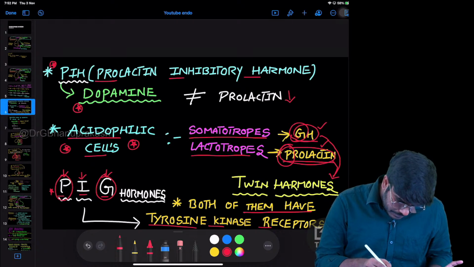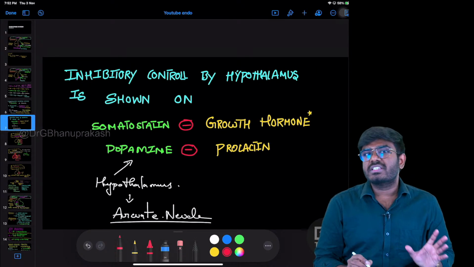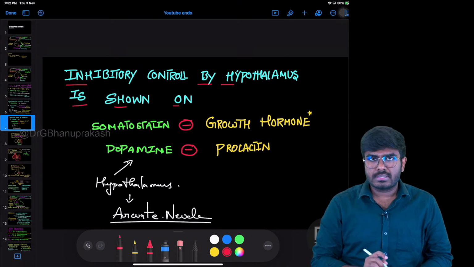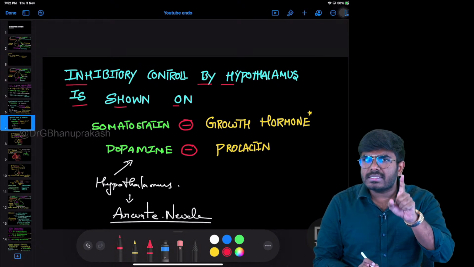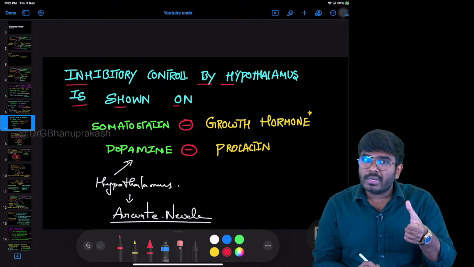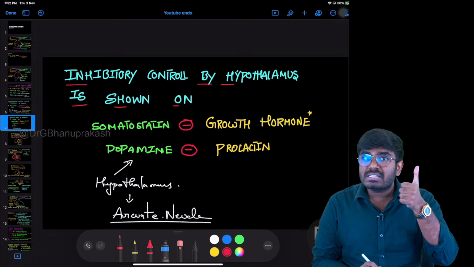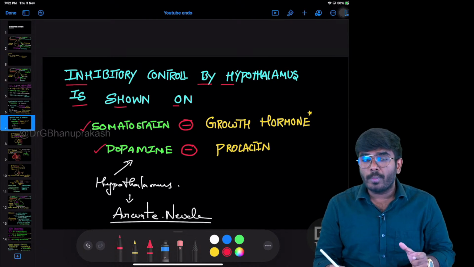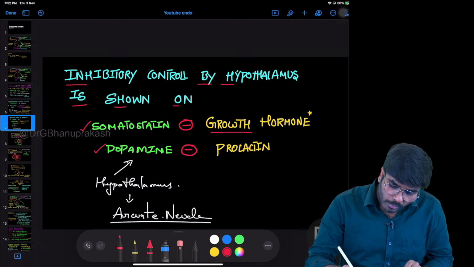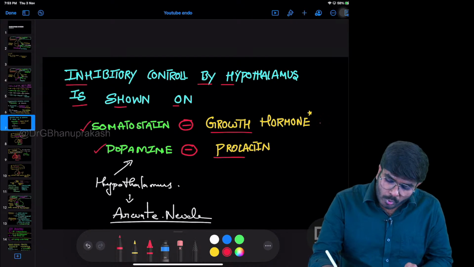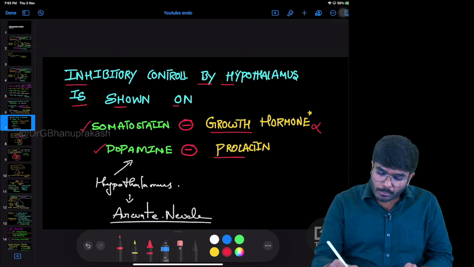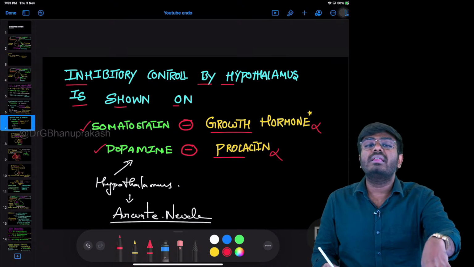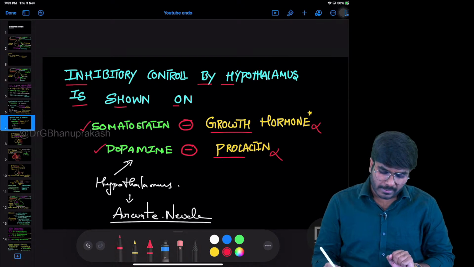Now, let's talk about a question which was asked in the exam. Inhibitory control by the hypothalamus is shown on which cells? Normally from the hypothalamus, releasing hormones are coming, but there are also inhibitory hormones: somatostatin as well as prolactin inhibitory hormone, which is nothing but dopamine. They will inhibit growth hormone production as well as prolactin. So the hypothalamus is exerting inhibitory control over these two hormones. It's a true statement.